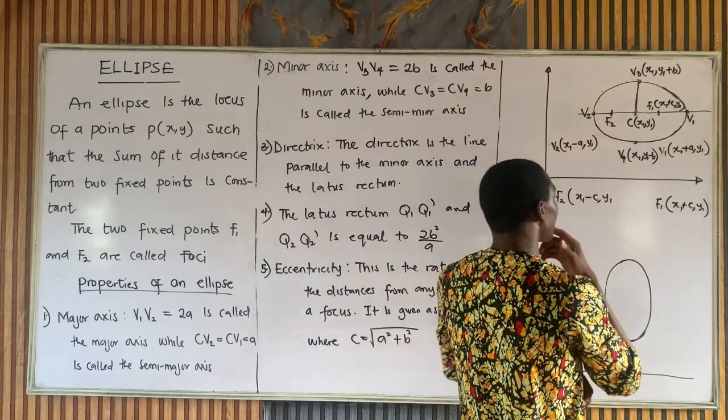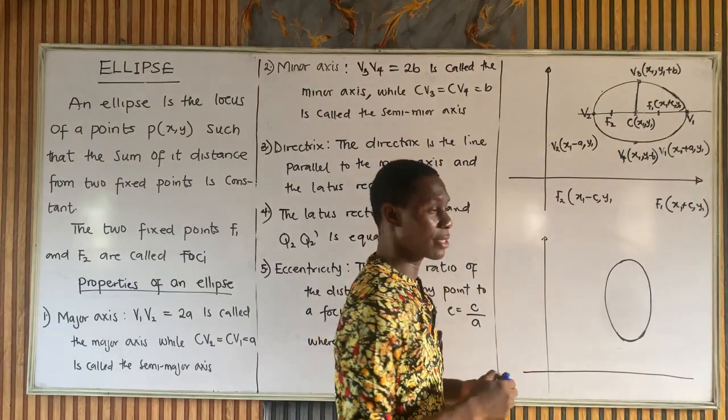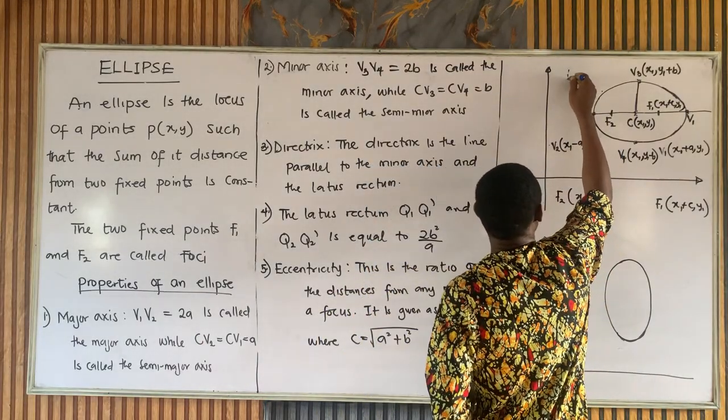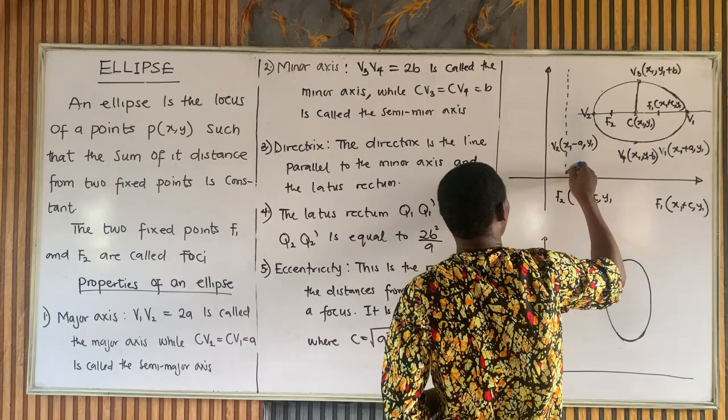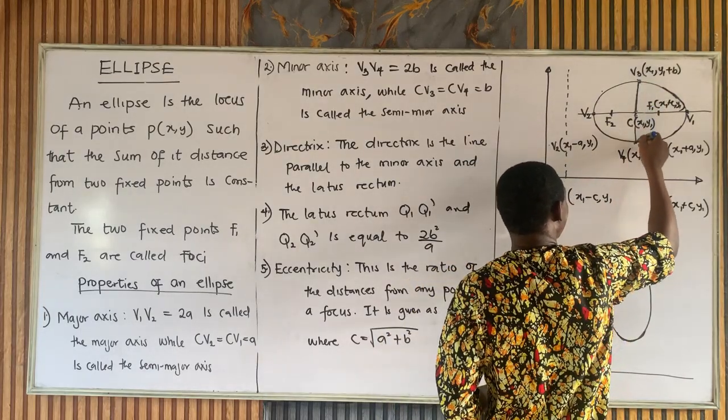Now, another thing we need to take note of about the ellipse is the directrix. Our directrix is parallel to the semi-minor axis, parallel to it.